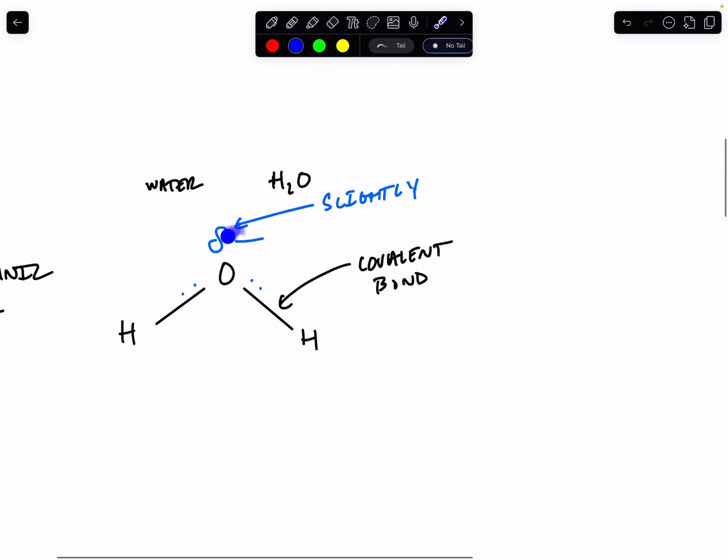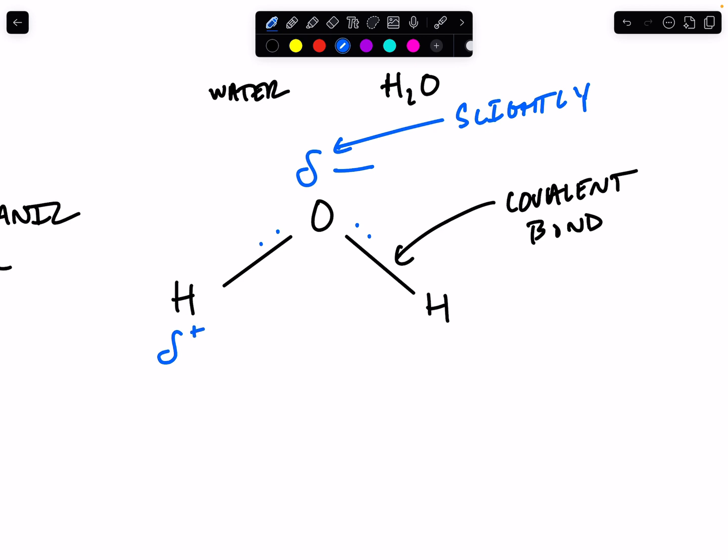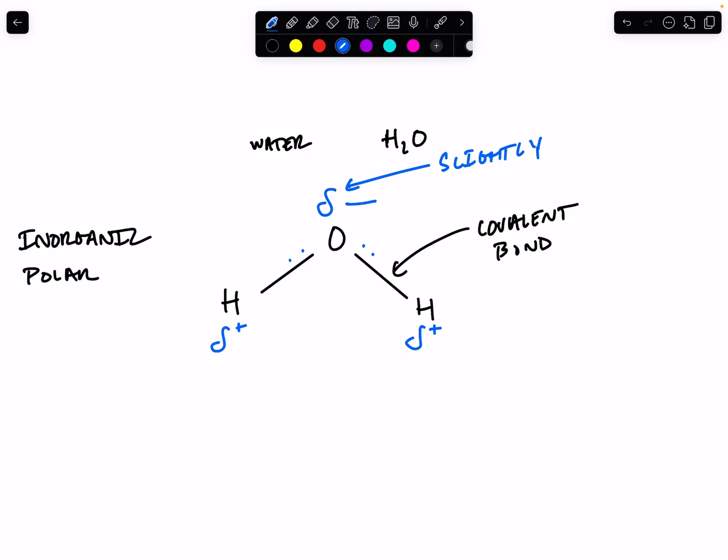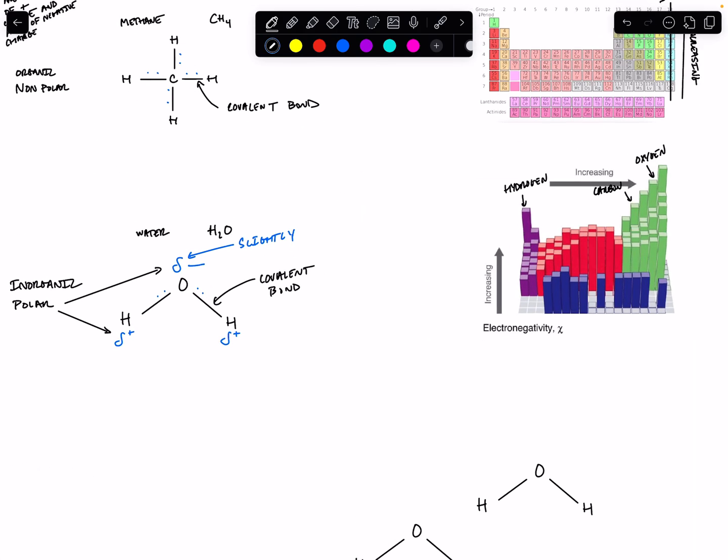It's not a full negative charge. It's not like an ion, which has lost or gained a complete electron. It's only slight because these electrons in this shared pair, this bond, spend a little bit more time closer to the oxygen than they do to the hydrogens. And because the electrons are being pulled away from the hydrogens, they are slightly positive. And this is what we call a polar molecule because it has two sides: one side that is slightly negative and one side that is slightly positive.